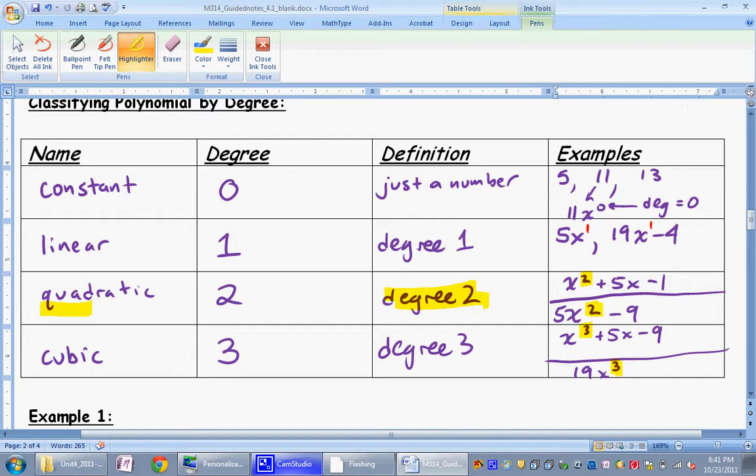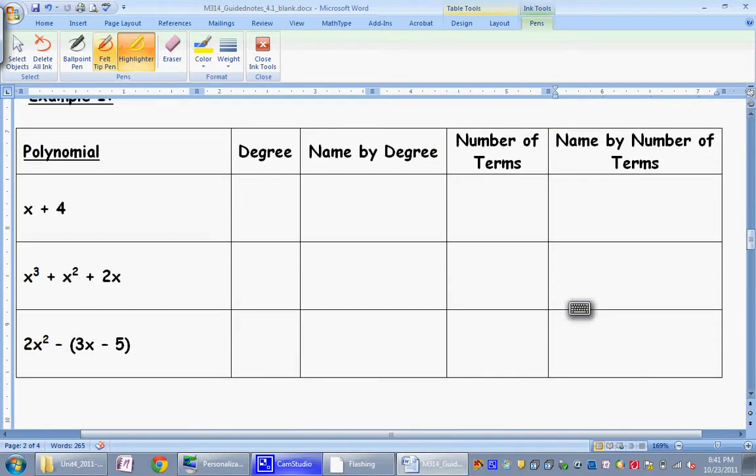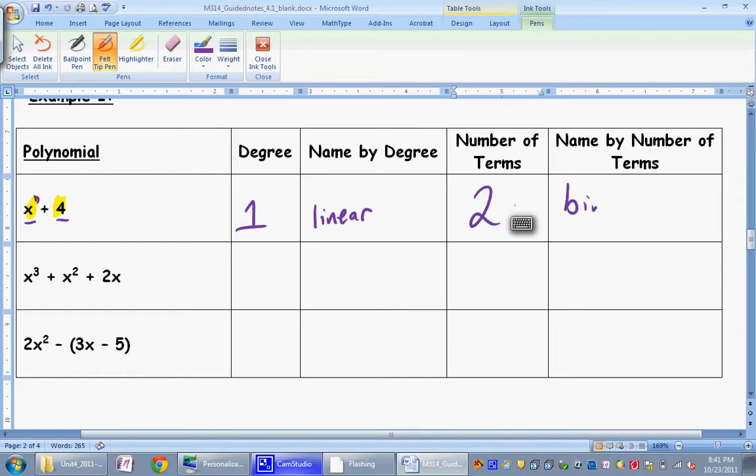And here's a couple that we could try classifying. So this first polynomial, x plus 4, there's an invisible little 1 on that x. So its degree is 1. So if we're naming this by degree, if the degree is 1, it's linear. And by the number of terms, well, there's 1, 2 terms. So if there's 2 terms, it's a binomial. So this first one we're working with is a linear binomial.